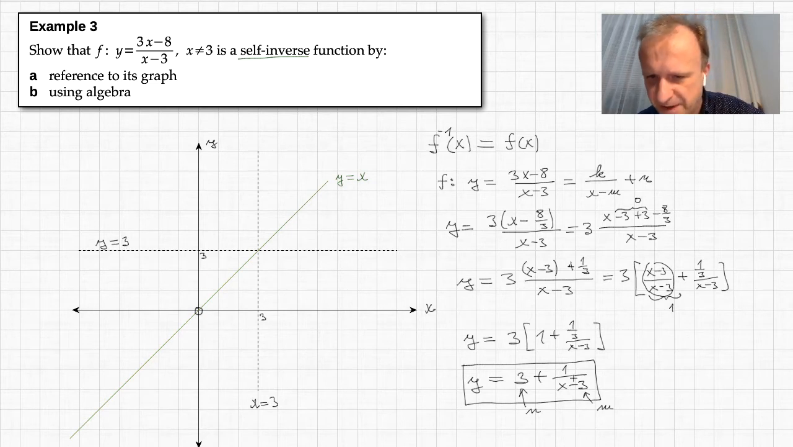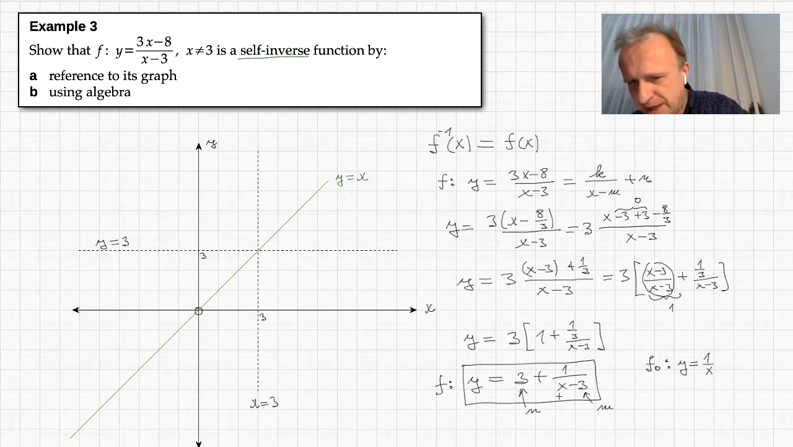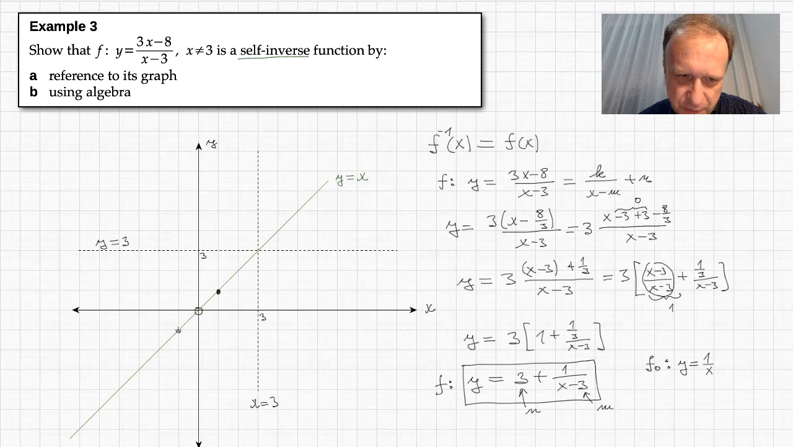Now, this function f has to do with the function f sub 0, which is simply y equals 1 over x. Like you can read it out from this formula here. So what would the graph of the function 1 over x be? Its asymptotes would be the x and y axes, and it would pass through this point and this point. So this would be the 1 over x function like that.